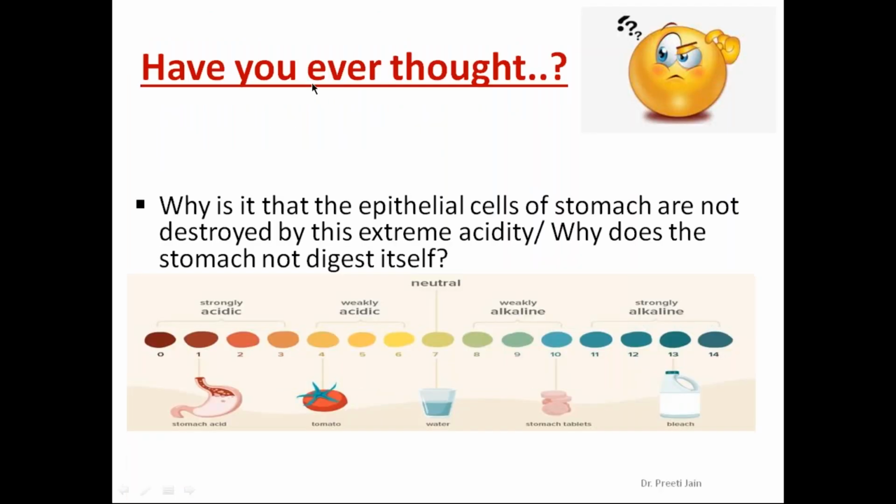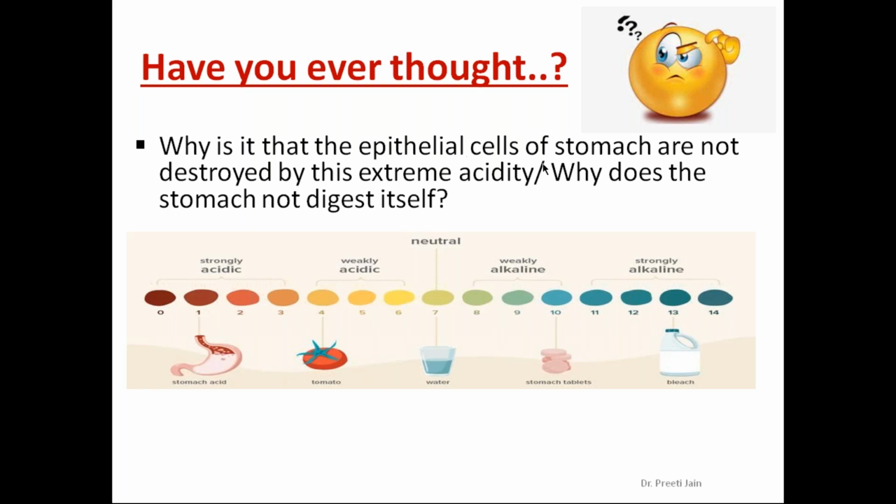Have you ever thought, why is it that the epithelial cells of the stomach are not destroyed by such a high acidic content of the stomach itself? Or why does the stomach not digest itself? Why does autodigestion of the stomach not occur, despite the fact that the stomach has such a high acidity? The pH is ranging from 0.8 to 3 or 0.8 to 4, right? Still it is not digesting itself.